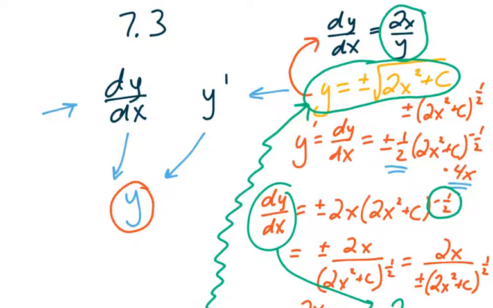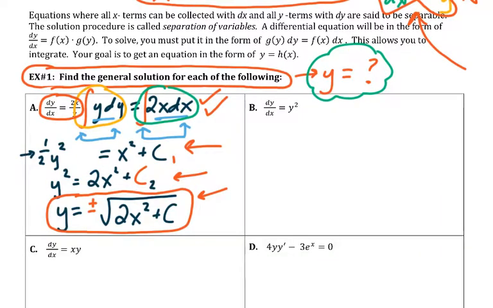So a way to double check your answer with differential equations is to now take the derivative and see if you get the original back out. So the answer to the first one is plus or minus the square root of 2x squared plus a constant c. Okay, let's try number 2 together, or b.